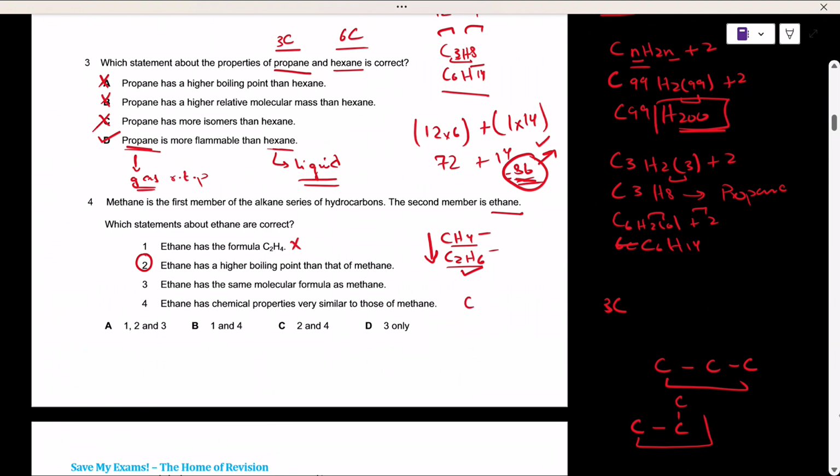Ethane has chemical properties very similar to those of methane. That is also correct. Why? Because if you remember the homologous series, what we say is that the chemical properties in an individual homologous series like alkanes or alkenes always remain similar. So the way CH4 methane reacts, ethane is also going to react in a similar manner. Methane, ethane, propane, and butane are all going to react. So that is your part 4 and the answer is C.